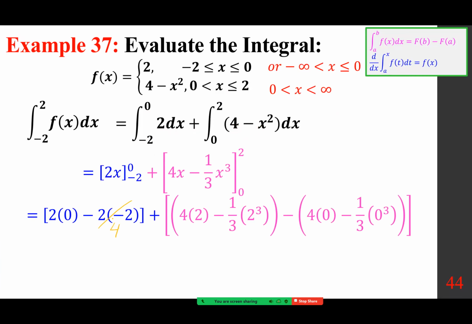This is positive 4. 8 minus 8/3. And of course, the second piece is all 0. So 4 and 8, they add up to 12. 12 minus 8/3, there's 12 times 3, 36 minus 8 is 28 over 3. Just take a common denominator.